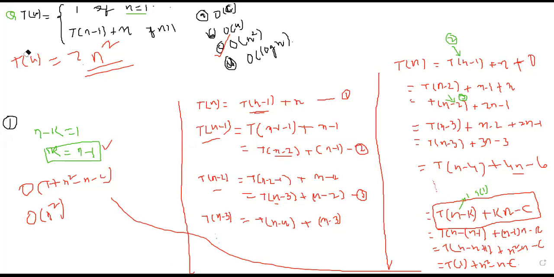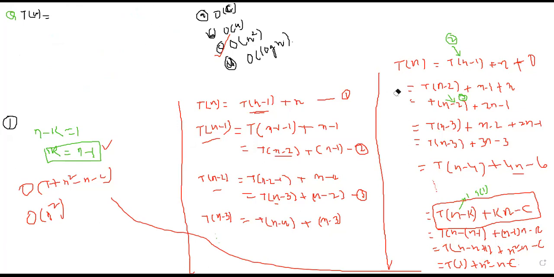Okay, so yesterday we discussed binary search. Let me give the recursive relation for binary search. Now you have to find the answer for the binary search algorithm. The recursive equation for binary search is: T of n equals some constant C if n equals 1, else it will be T of n by 2 plus 1 if n is greater than 1.